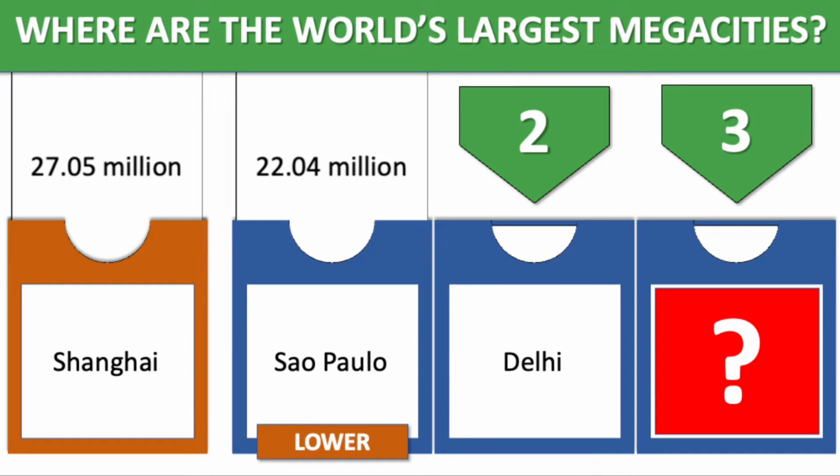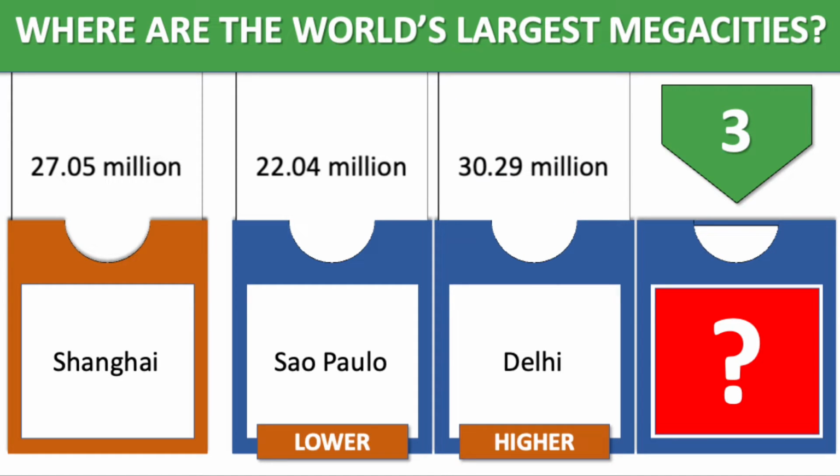We've got Delhi in India, also known as New Delhi. It's the capital of India. Is the population higher or lower than Sao Paulo? Let's reveal. It is 30.29 million, so it is significantly higher. Right, let's have a look at our last city.